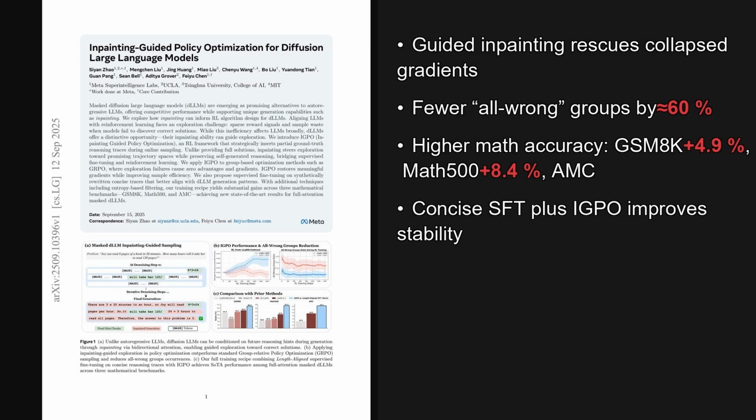Wrapping up, 2 takeaways stand out. Guided inpainting rescues collapsed gradients in group optimization by turning all wrong groups into informative updates, and concise length-aligned supervised fine-tuning pairs with it to boost accuracy and stability across math benchmarks. The broader implication is clear. Diffusion language models unlock new RL levers for efficient reasoning training.